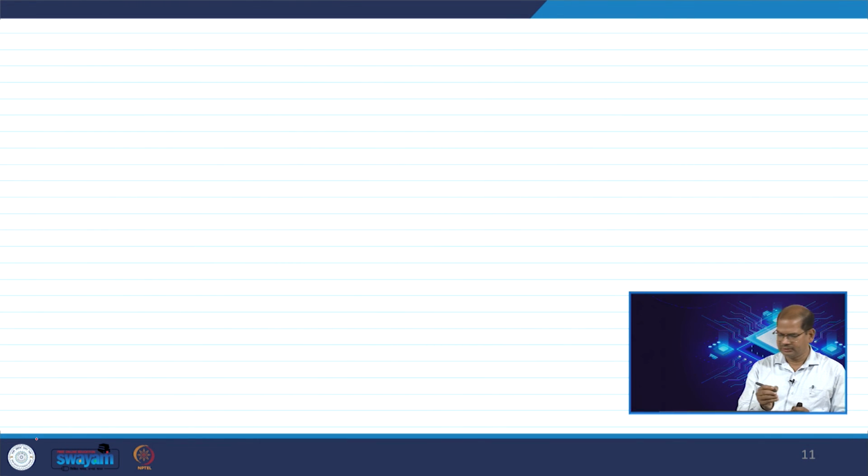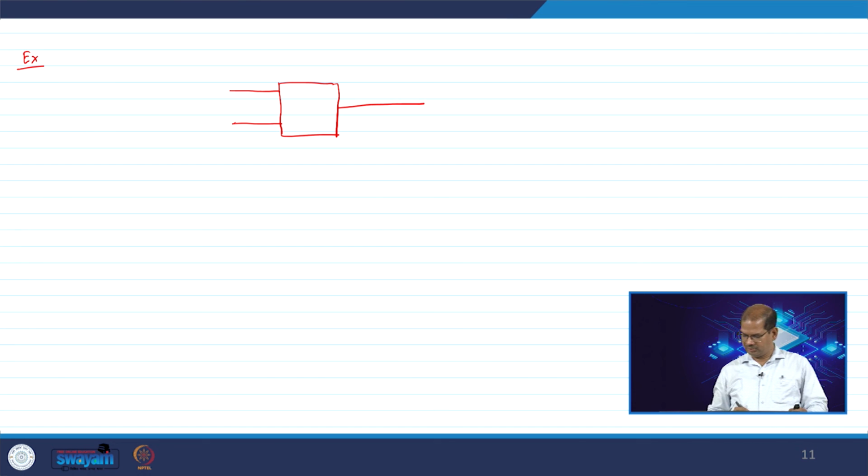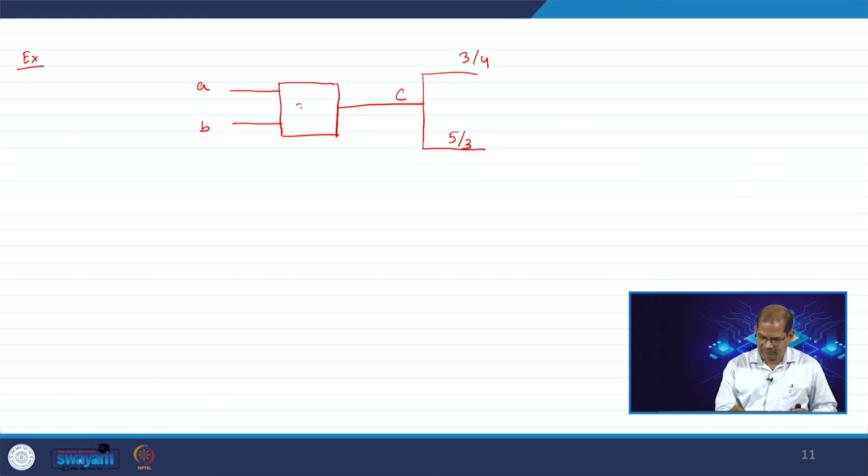So, let us take an example of multiple fan outs. Let us say I have one example here. I have two inputs, and this is a buffer, so the bubble is not there. A non-inverting gate basically has no bubble. I have two inputs A and B, then output C. C has fan outs. Let us say this is one fan out and this is another fan out. This is 3 by 4 and this is 5 by 3, and the delay is 2 by 1.